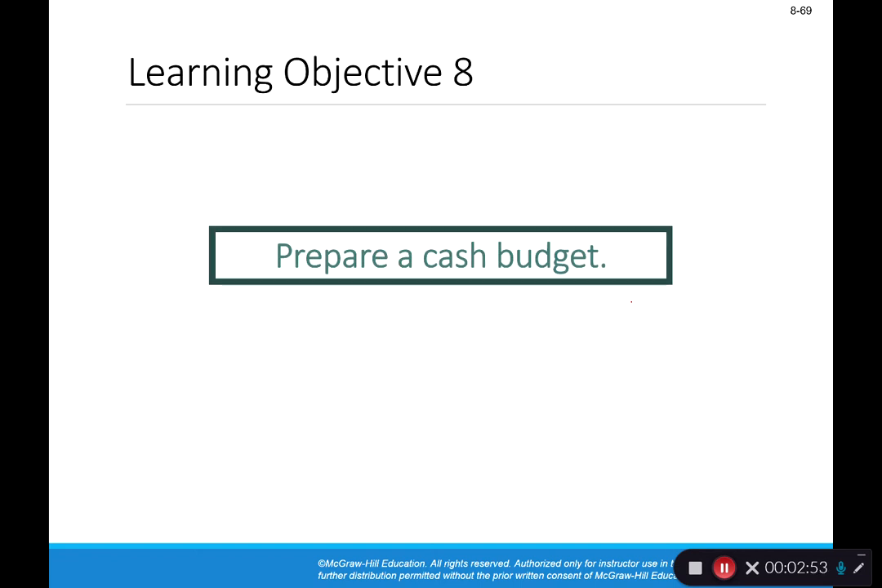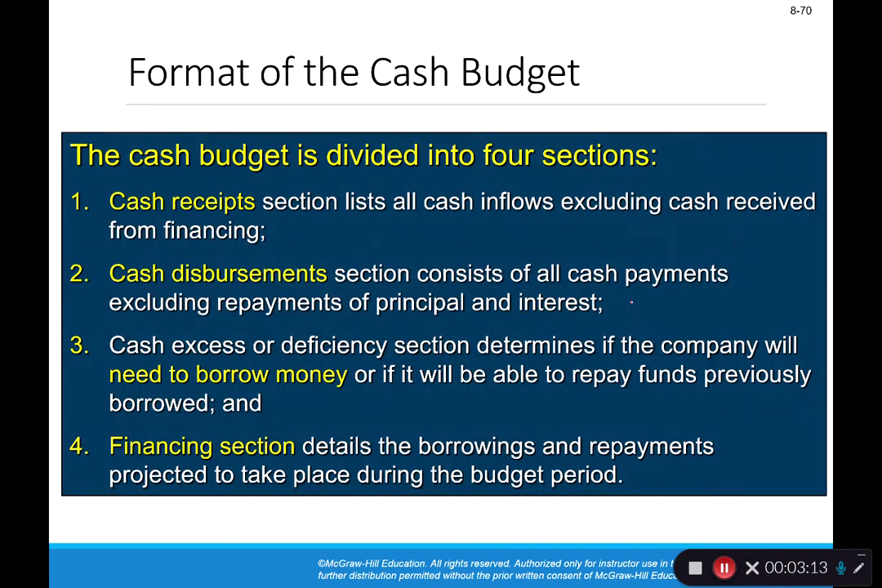Now we're going to prepare a cash budget. The cash budget's going to tell us what happens to cash. All it's going to show is the cash in minus the cash out. We've done all the hard work for the cash budget because we figured out what our cash receipts were and our cash disbursements for our various expenses. All we're doing now is putting those numbers into a nice, pretty format.